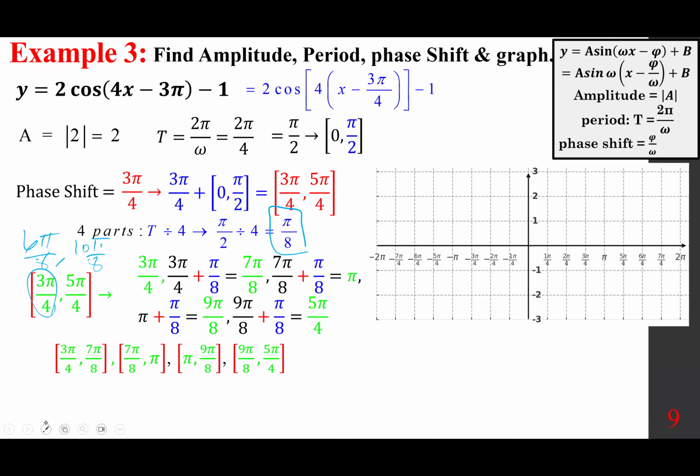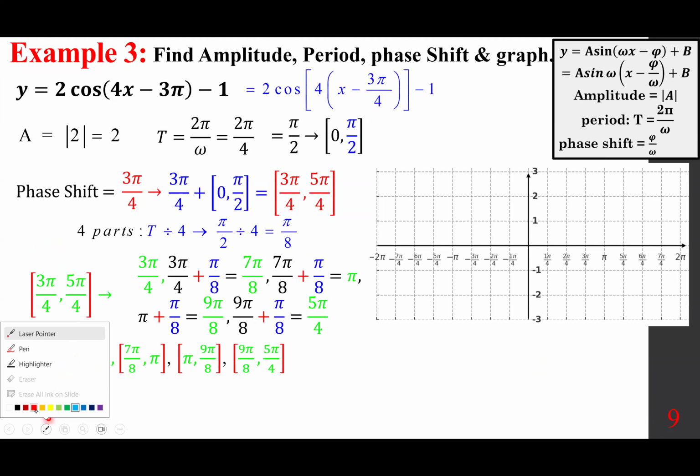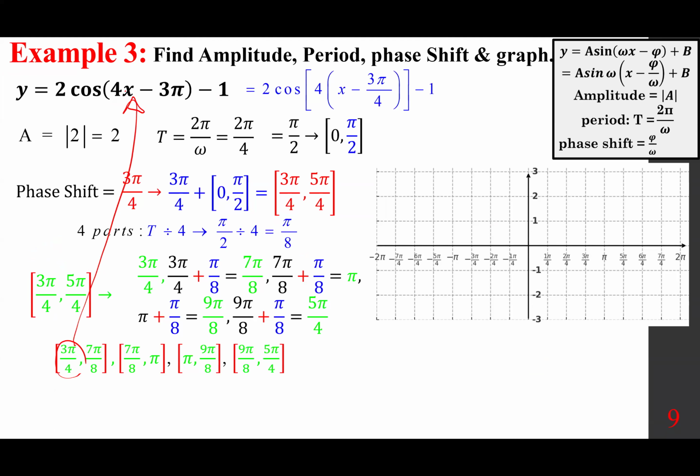So let's erase the work. And let's start with the first number, 3 pi over 4. If I put 3 pi over 4 here, let me just write it down and erase it. The 4 cancels out, so you have y equals 2 cosine of 3 pi minus pi, 0 minus 1. As you know, cosine of 0 is 1, so this is 2 minus 1 or a 1.